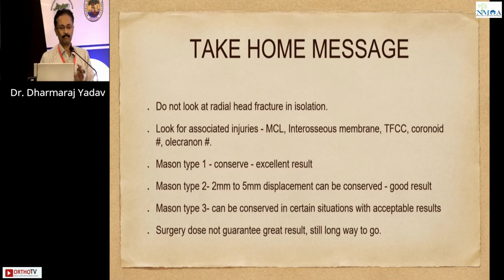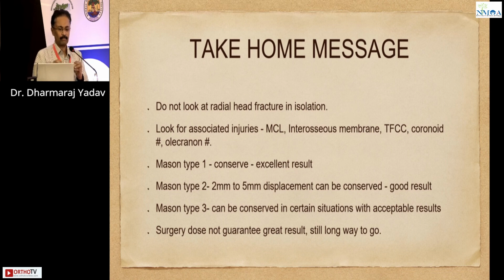So, my take-home message after this is, do not look at radial head fractures in isolation. Look for associated injuries like medial collateral, interosseous, TFCC, coronoid, olecranon, because that may alter the line of treatment. Mason type 1, I don't think there's any debate. Conserve, you get excellent results. Mason type 2, up to 2 to 5 millimeter displacement can be conserved and you get away with good results.